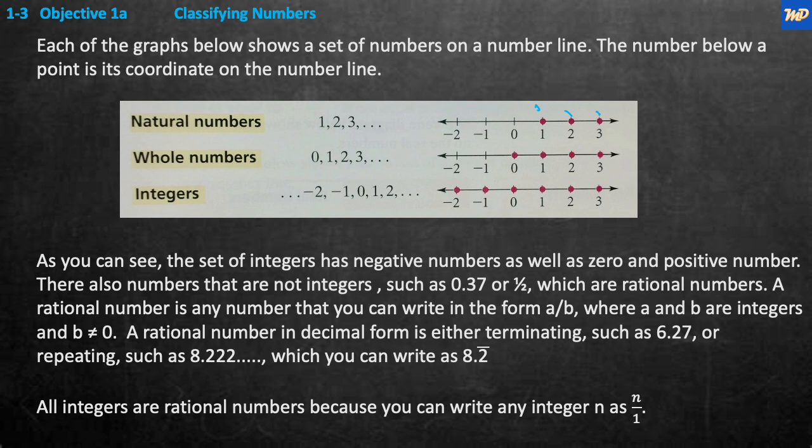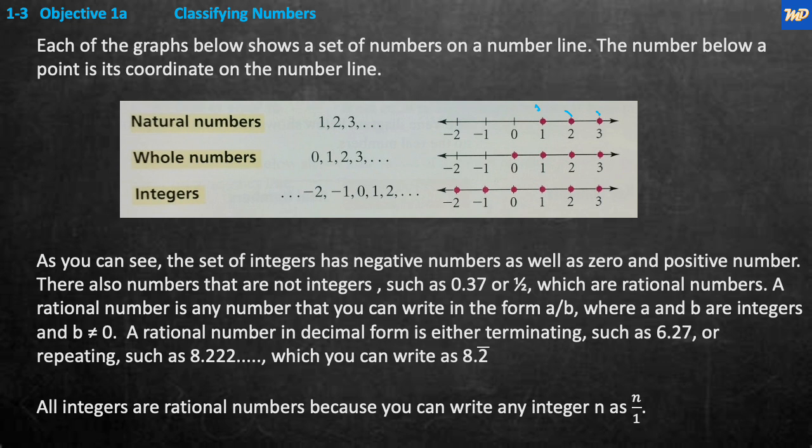There are also numbers that are not integers, such as 0.37 or 1/2, which are rational numbers. A rational number is any number that you can write in the form of a divided by b, where a and b are integers and b is not equal to 0. A rational number in decimal form is either terminating, such as 6.27, or repeating, such as 8.22222 forever. But you could also write that as 8.2 with a line over the top of it. Whatever the line is above, it says that piece repeats.